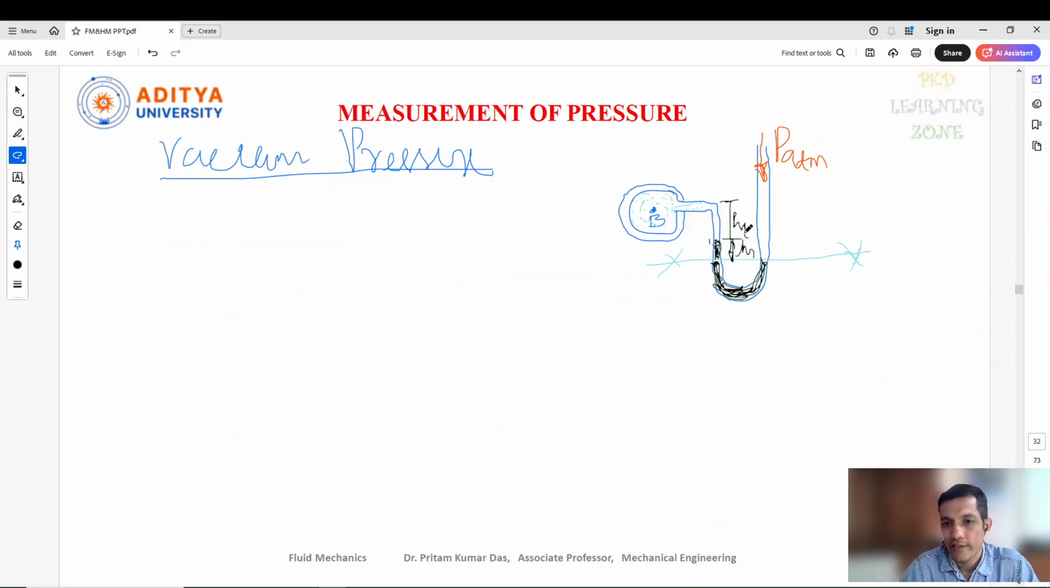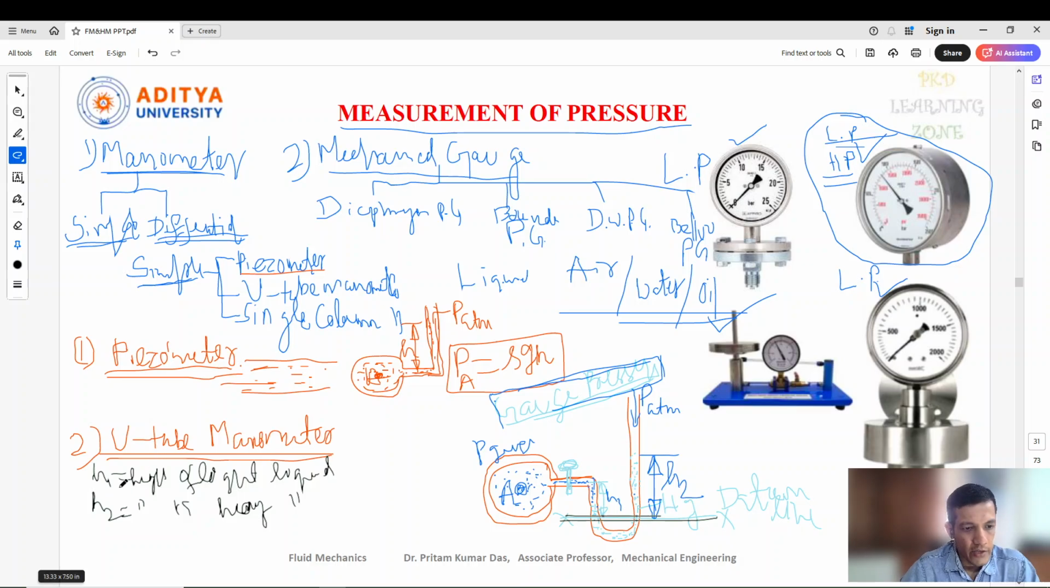Here it is H1 actually, and H2, because this is the heavy liquid. This is H2 and this is H1. Next, we need to consider the density rho 1, the density of the light liquid, and rho 2, the density of the heavy liquid, then the specific gravity of the light liquid Sg1 and the specific gravity of the heavy liquid Sg2. These are the concepts here.